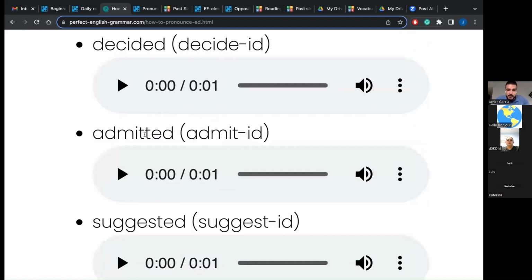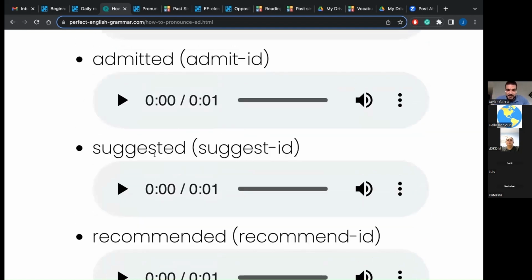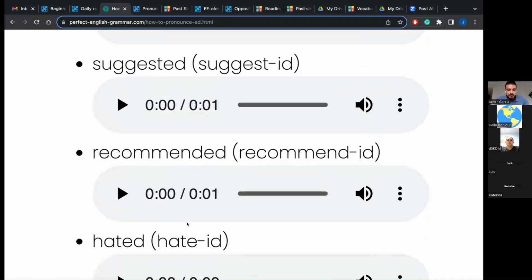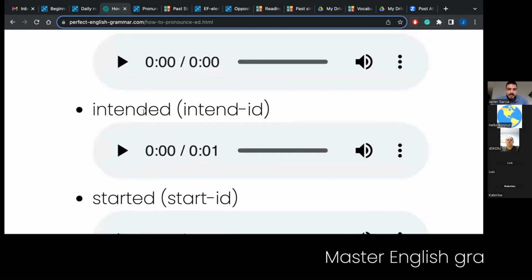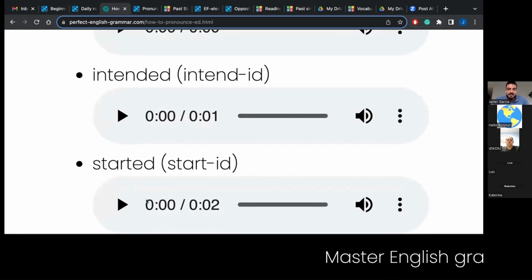Here, the last letter is what? T. The last letter here is T also. Here's the same thing, right? The E is silent, and the last sound that we hear is the T, correct? So that's why we pronounce it hated. Okay? Intended. So remember, T and D sounds for the ED.